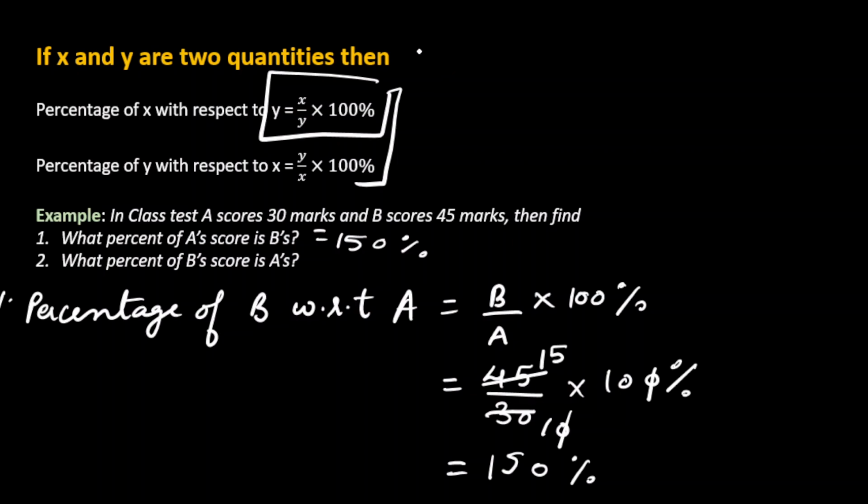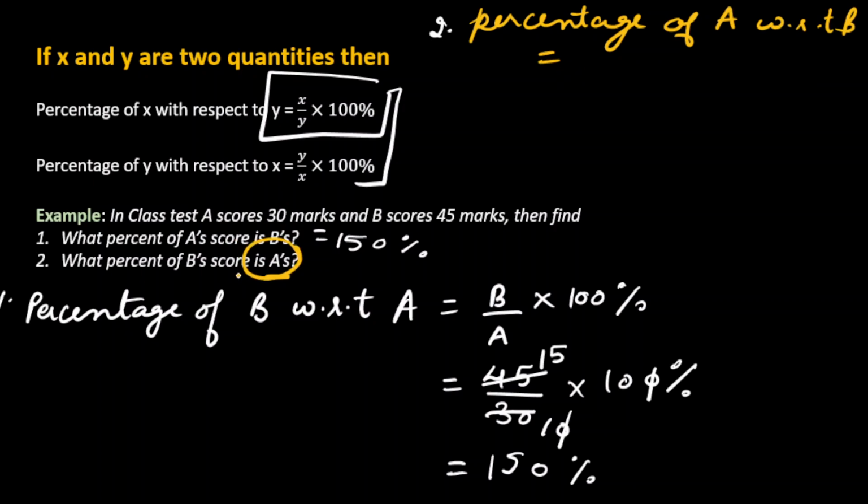Let's find the second one now. So the second one says, what percent of B's score is A's? That means here we have to find the percentage of A with respect to B.